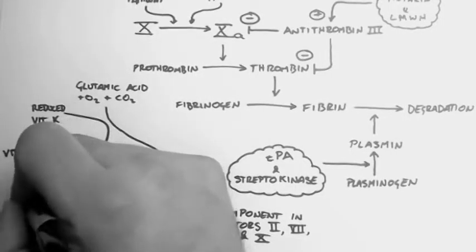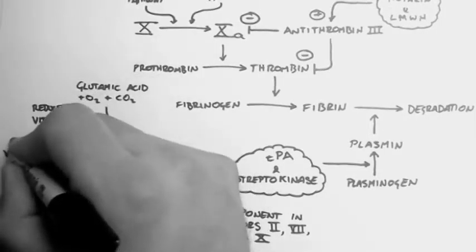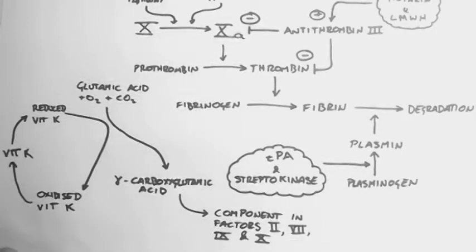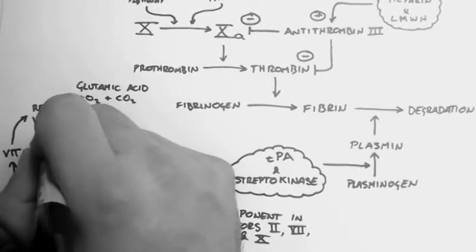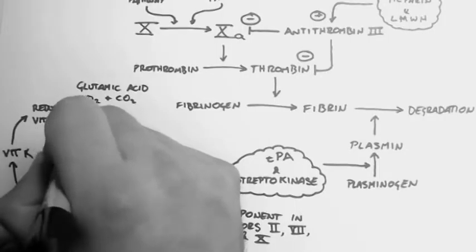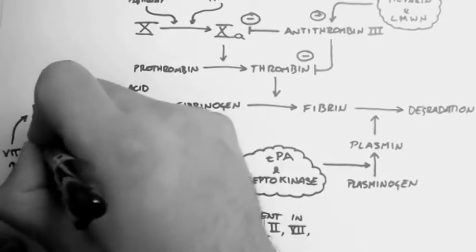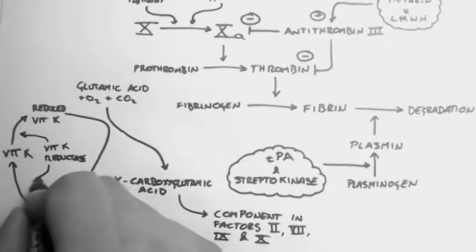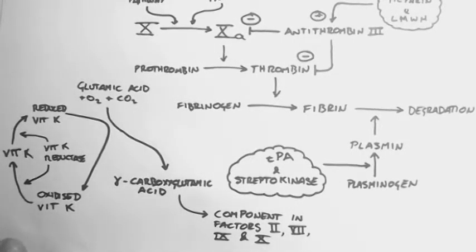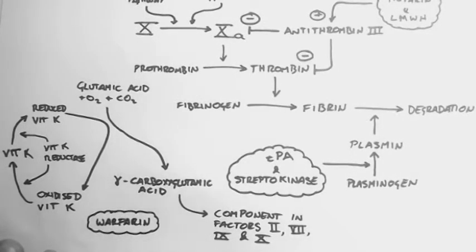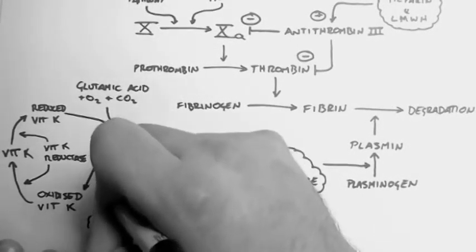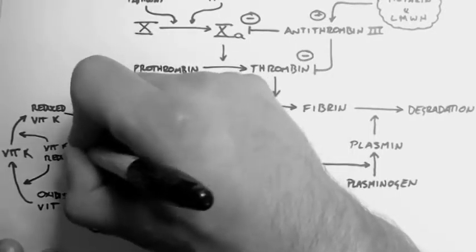Oxidized vitamin K then gets converted back into vitamin K, and then again into reduced vitamin K. And this occurs by the action of an enzyme called vitamin K reductase, which acts at both steps. Now, a very commonly used drug called warfarin is a vitamin K reductase inhibitor.